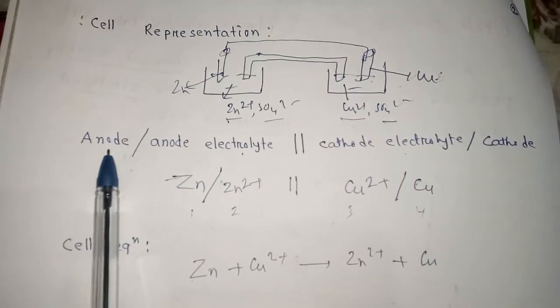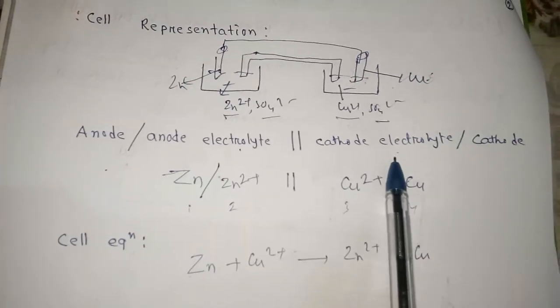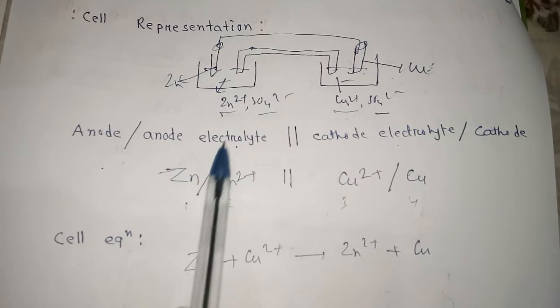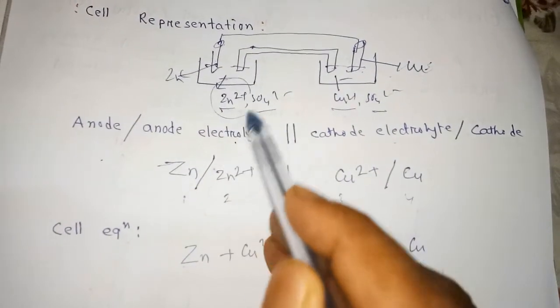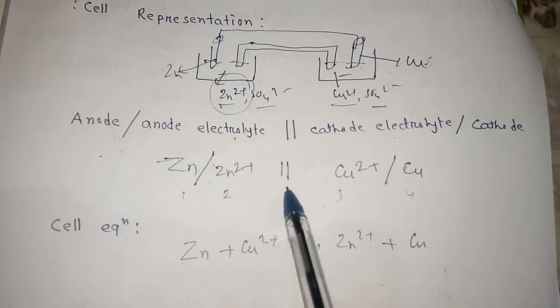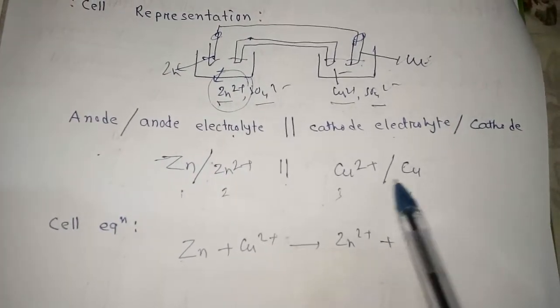First you have to write the anode, then the anode electrolyte, salt bridge, cathode electrolyte, then the cathode. Anode is your zinc here, so write zinc. Anode electrolyte is Zn dipositive. Then this parallel line is the salt bridge. Then Cu dipositive and Cu.